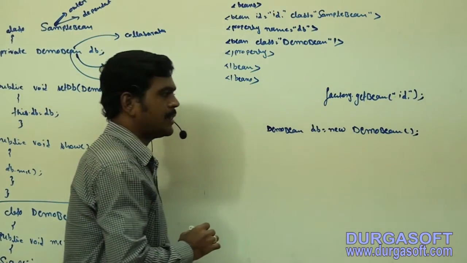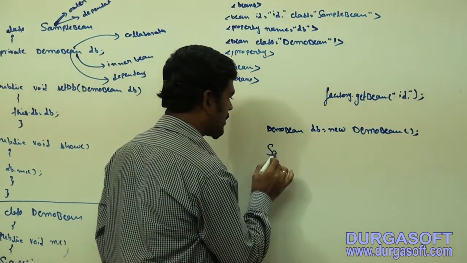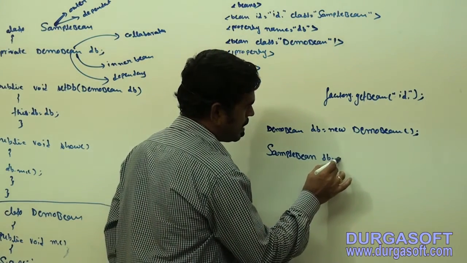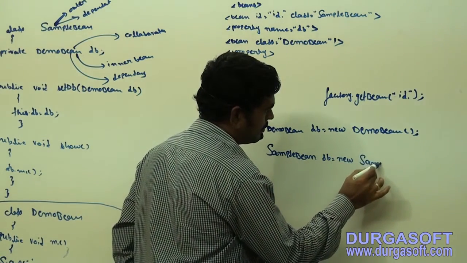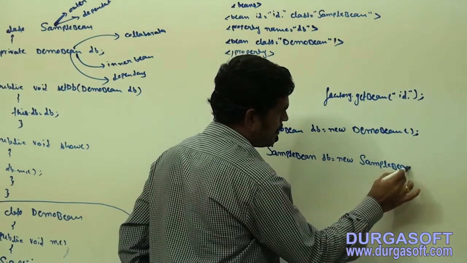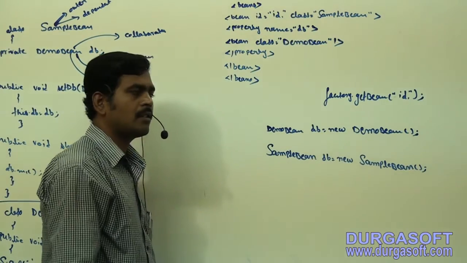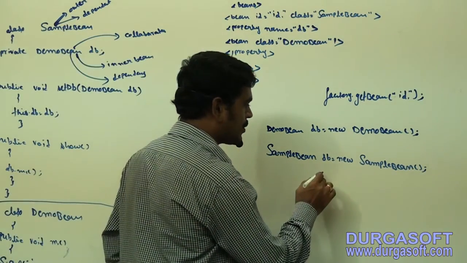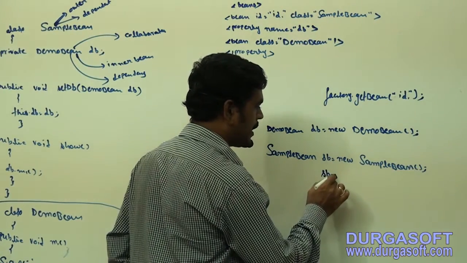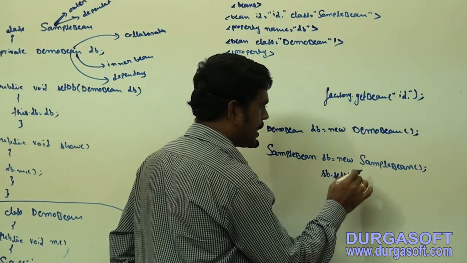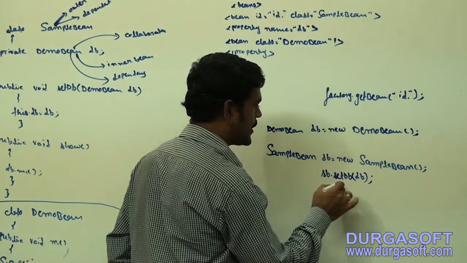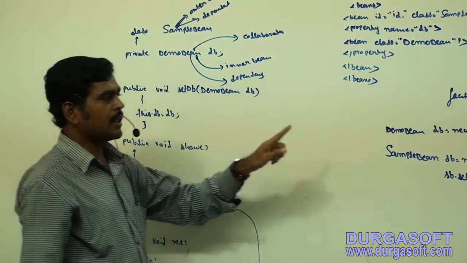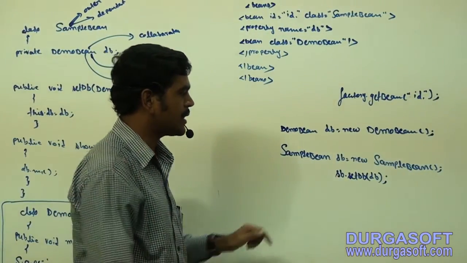After creating the inner bean object, then next it is going to create the outer bean object like this: sample bean sb is equal to new sample bean. After creating the sample bean object, because of setter injection here, the spring container is going to call the setter method on this object, sb.setDb, and it is going to pass this object here. Where is the setDb? I already defined it in our bean class. By calling the setter method on this object, finally this object is going to be injected into our application.